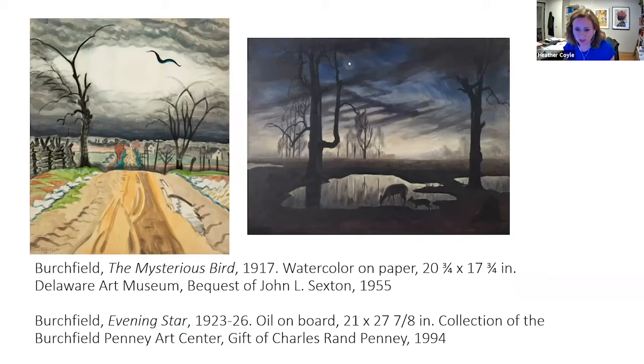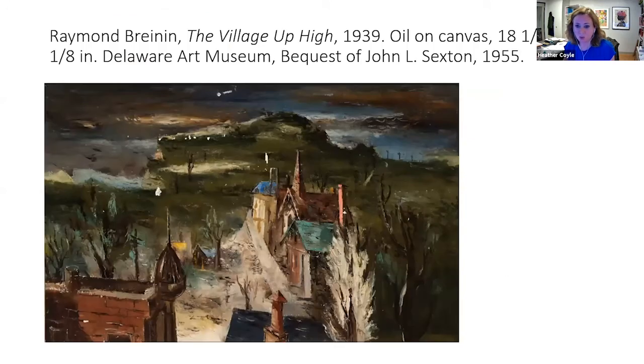In the early 40s, he continued to acquire Birchfield, including, as I said, earlier works like The Incredible Mysterious Bird and Evening Star. He also acquired other dark and moody landscape paintings, like this picture by Raymond Breinin, The Village Up High. Unfortunately, it is in poor condition, as you can see on the slide.